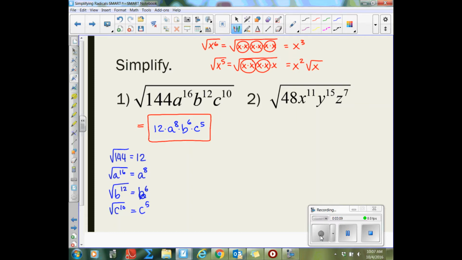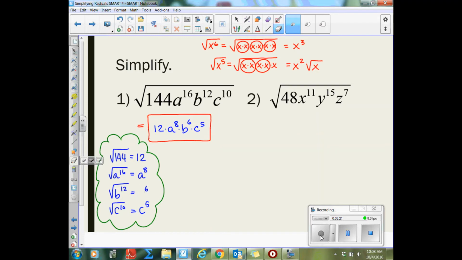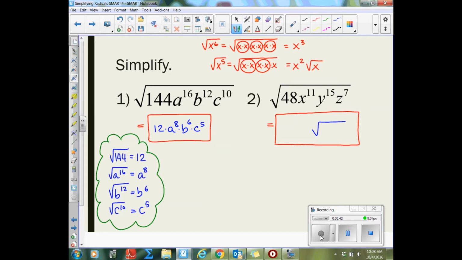And down here, this is just our thought process. We don't want to have to take the time to write that out, but that's what we want to think as we're working. In the next one, we do not have perfect squares, so we will have a square root left in our answer.